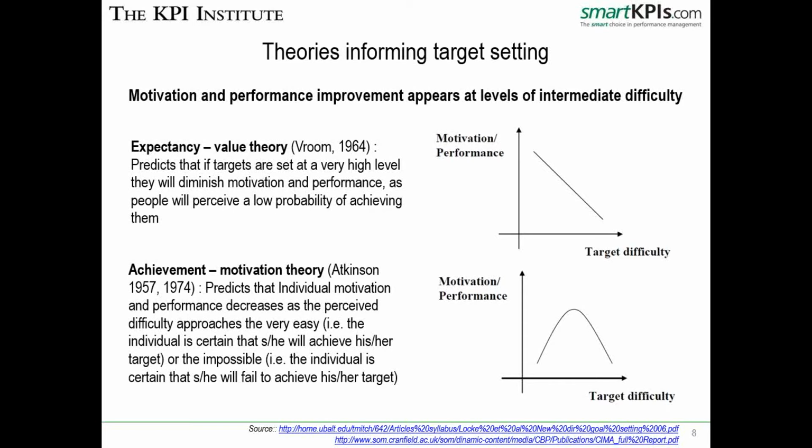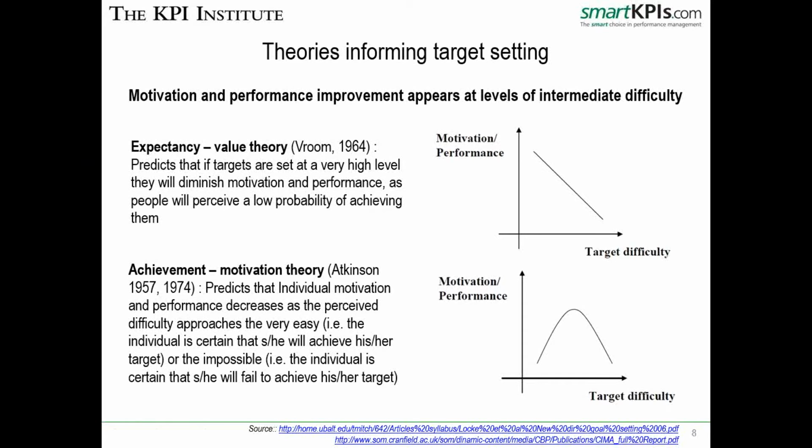Another theory which goes along the same lines is the achievement motivation theory, framed by Atkinson in 1957 and then refreshed in 1974. This theory predicts that individual motivation and performance decrease as the perceived difficulty approaches the very easy, for example, when the individual is certain that she will achieve her target, or the impossible, the opposite, when the individual is certain that he will fail to achieve his target.